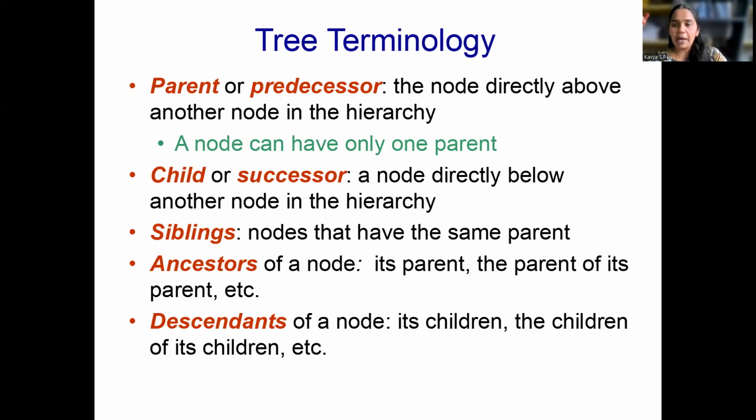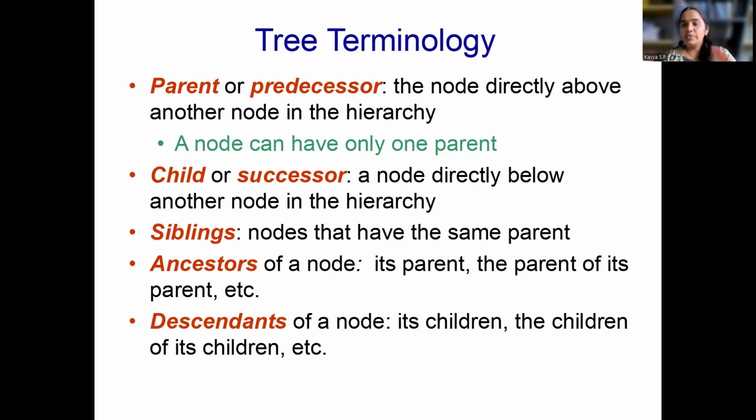Is called as a parent, right? The node which is located in the above level is called as parent or predecessor. Child or successor is the node that falls to the next level, and is called as a child node or a successor node. And sibling is nothing but one or more nodes which are connected to a single parent node. It is called as sibling.